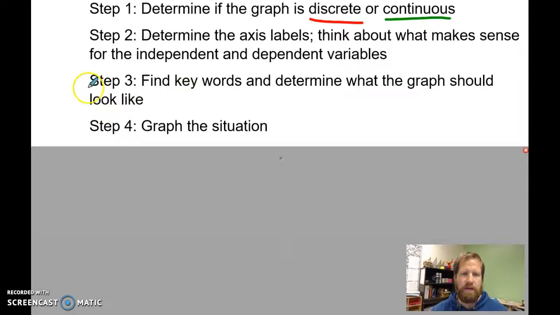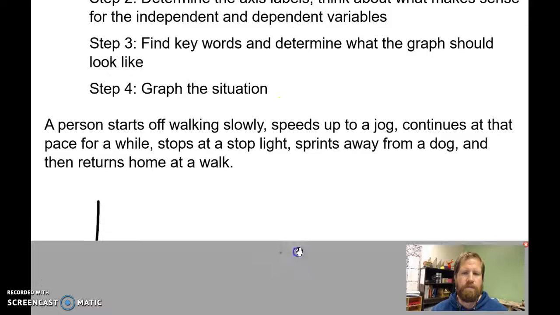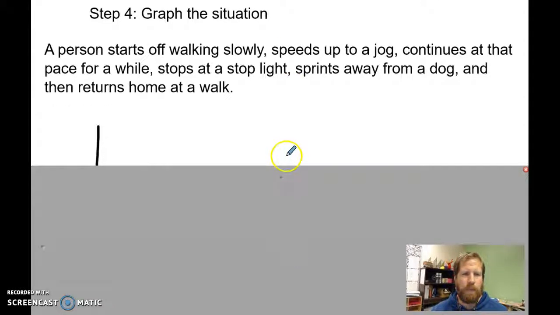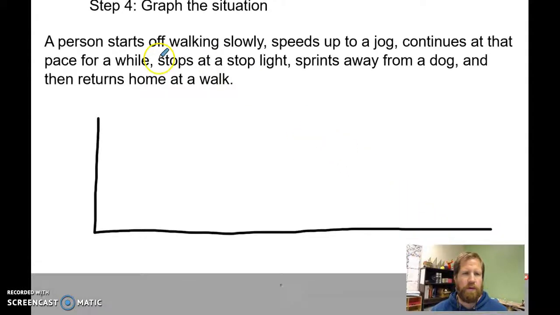And then the third step, where we actually start figuring out our graph, is going to be finding those keywords and figuring out what your graph is going to look like. And then the last step is graphing the situation. Sometimes step 3 and step 4 get combined, and you do it kind of as you go, but that's up to you.